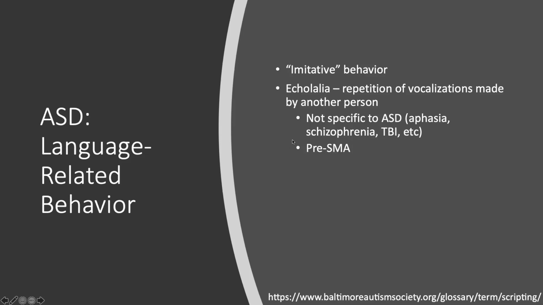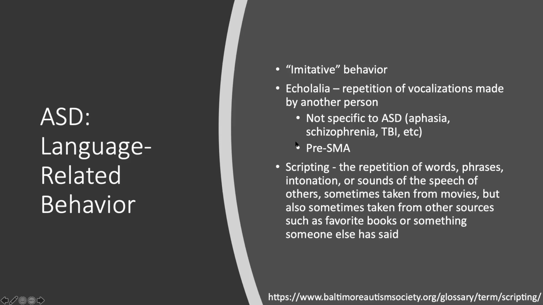Pre-SMA is just a region in the brain, so this is what's associated with echolalia. So there seems to be some neurological differences in this region leading to echolalia. And then finally, children with autism use a lot of scripting. So they have little scripts for everyday life. And a lot of clinicians will help them with these scripts so that they can maintain certain interactions.